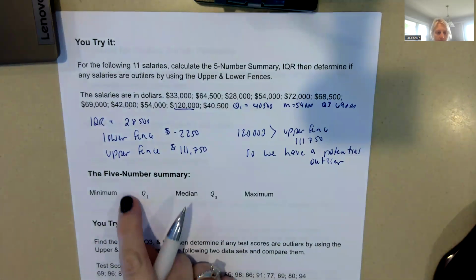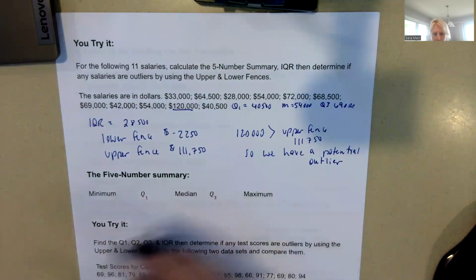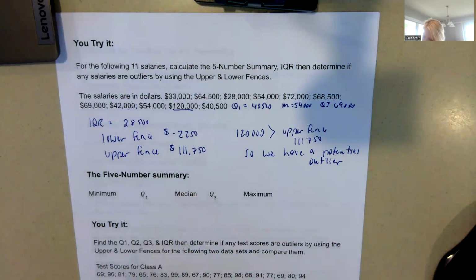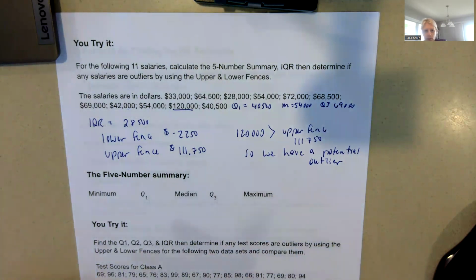So I mentioned the 5-number summary. It's the min, the Q1, the median, the Q3, and the max. We're not going to actually look at it until lesson 2.4, but I like to bring it up just because it's what pops up when we use stats in Desmos.